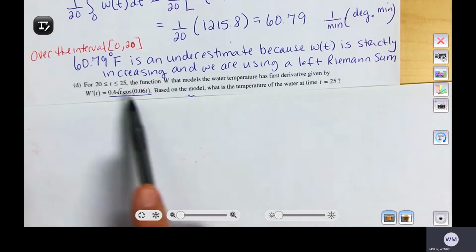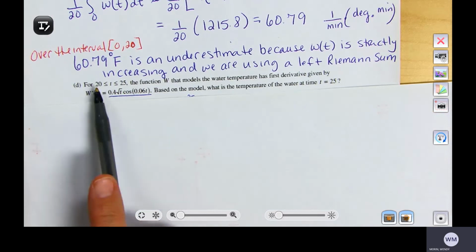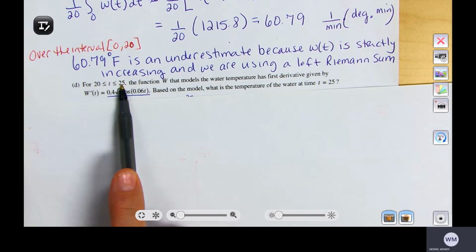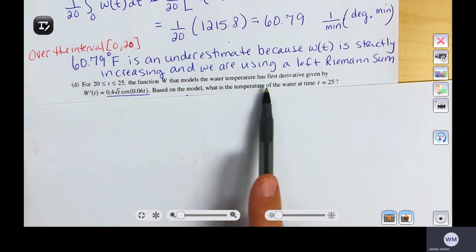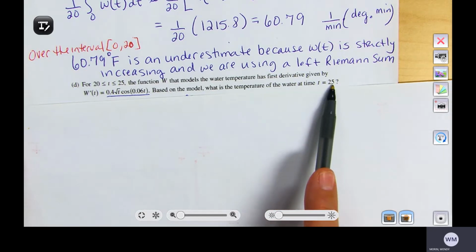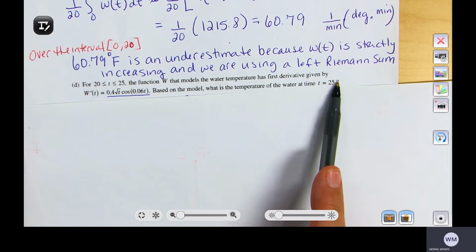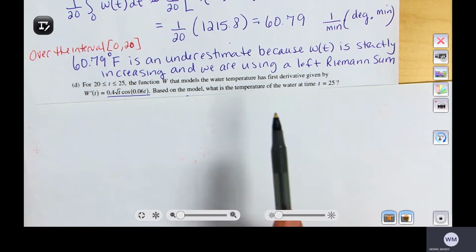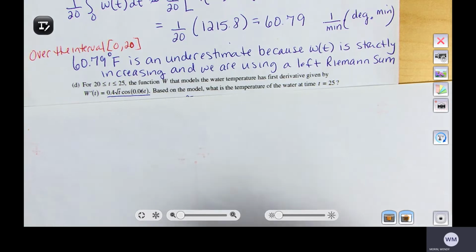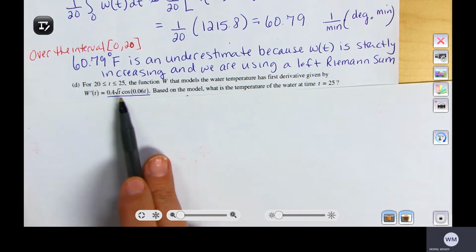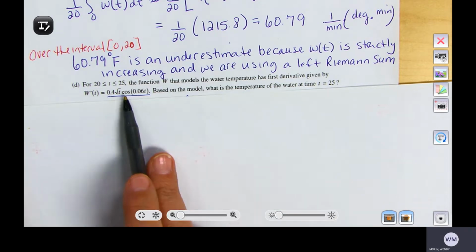Question D. It says this is the model from 20 to 25. This is the first derivative from 20 to 25. Based on the model, what is the temperature of the water at T equals 25? Well, they're giving us a T value, and they're asking us to find the Y value. And we did that in our little practice handout today. I gave you T values or X values, and you gave me Y values. By integrating, by taking the integral of the derivative, that's going to give you the Y value.